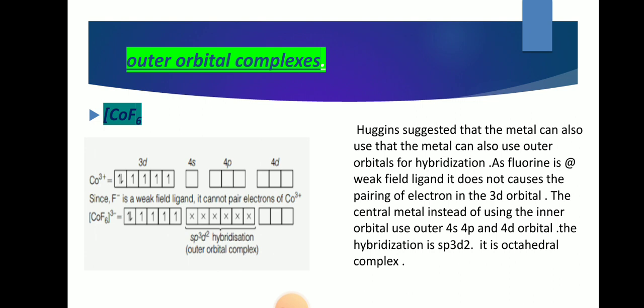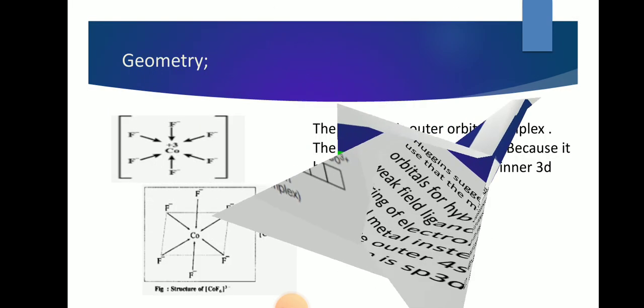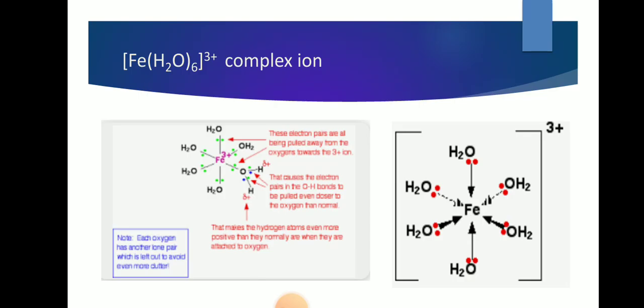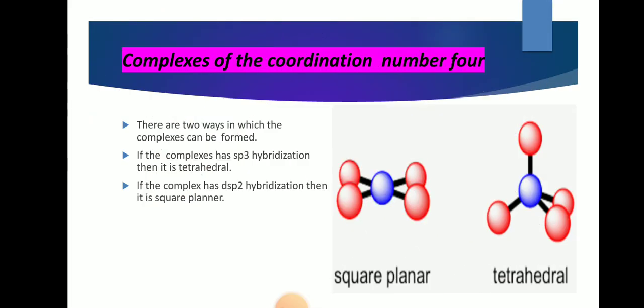You can see in this slide the electronic configuration of this complex. The geometry is also octahedral, and this complex is paramagnetic because it has unpaired electrons in the d orbital after hybridization. Hexa-aqua iron is a similar case that I have already explained in the previous slide, so we can move to the next slide. Complexes of coordination number 4.